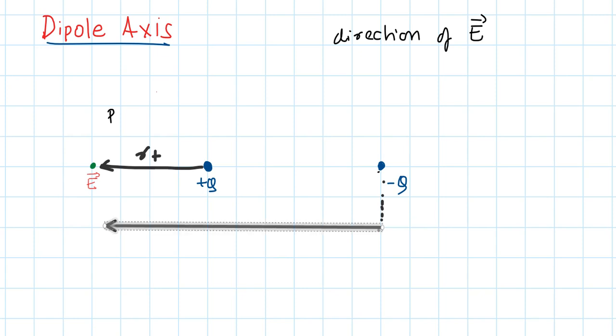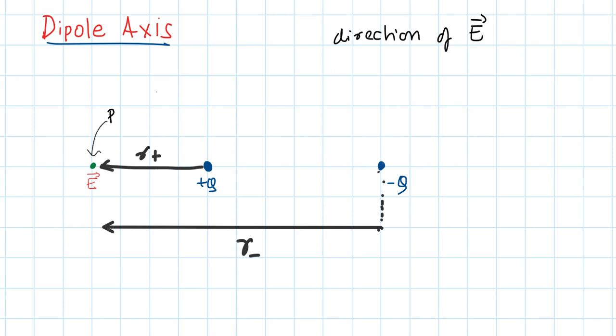It's a little bit bent. Let me just correct it. Yep, that takes us to the point P. See, this is the point P. Okay, remember this is the point P, the green marked one. And let me call this distance r minus. So the electric field at this point, what will be the direction of the electric field?